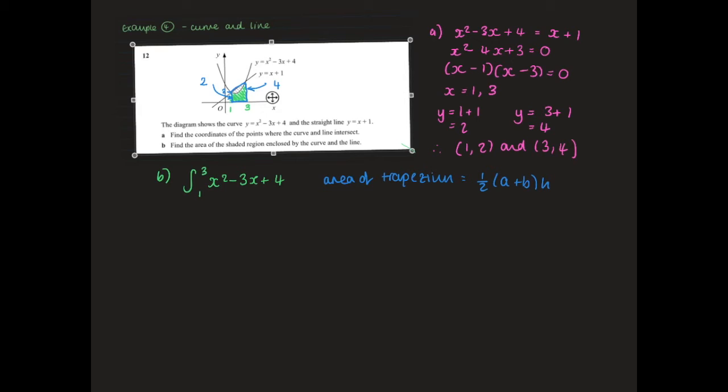Then I need the perpendicular height, which is going to be this part, which is the difference between 3 and 1, which is 2. What I also now know is that my shaded area is the area of the trapezium minus my integral. So I can work that out. I'm going to say that I've done it by calculator.